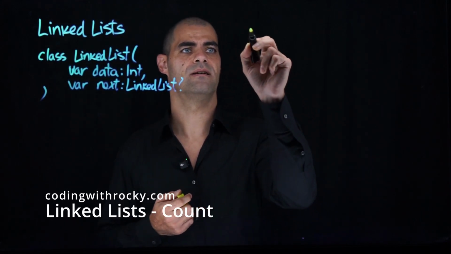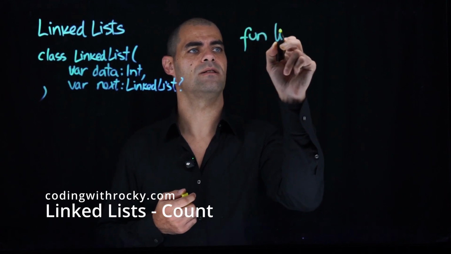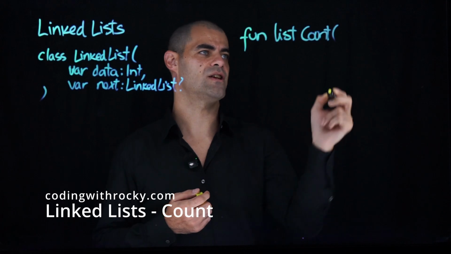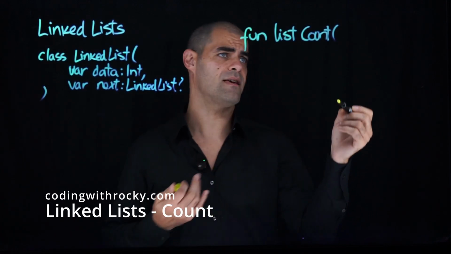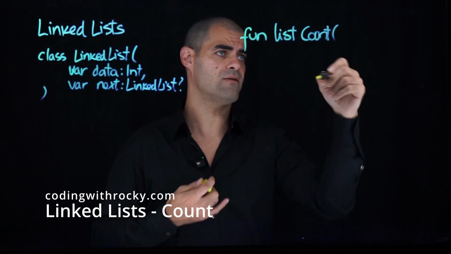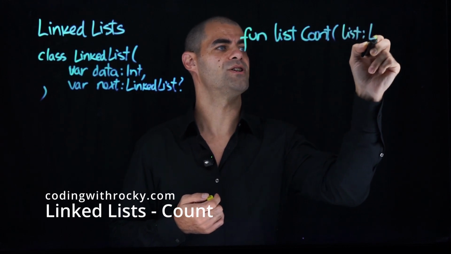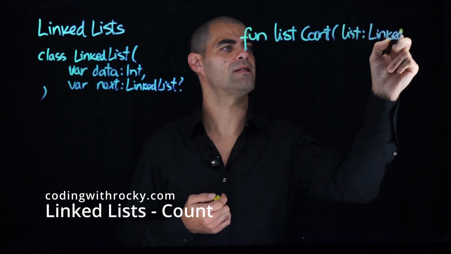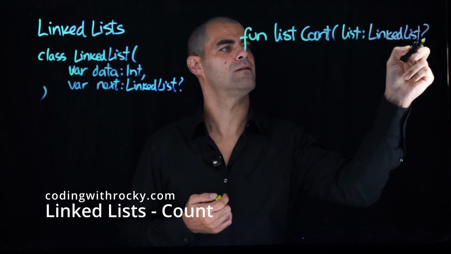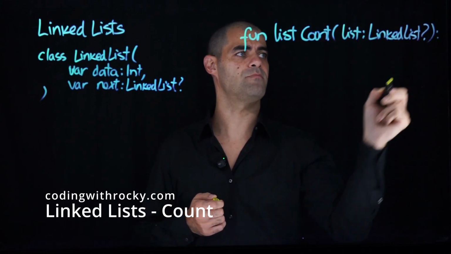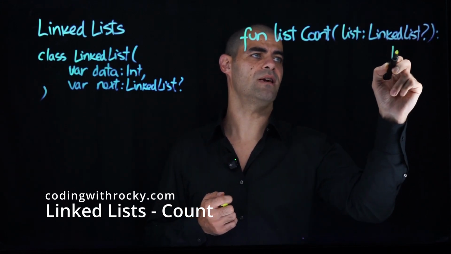So we can start with list count, which in this case, we are not adding anything, so we don't need to provide any data. We just provide the list, which is, of course, of type linked list and is nullable. And the result type will, of course, be int.